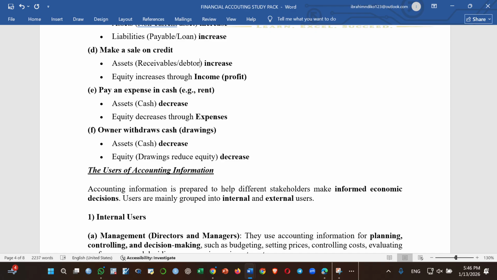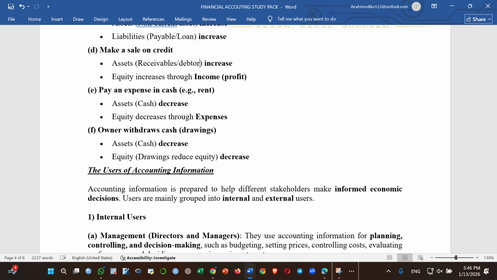We close our debtors because they have not paid us. So when they pay us, then we will reduce. Okay, I'm assuming that you can see. Now when we make sales on credit, we increase our debtors because they have not paid us. So the debt has increased for our debtors. So we increase it. And then we do what?